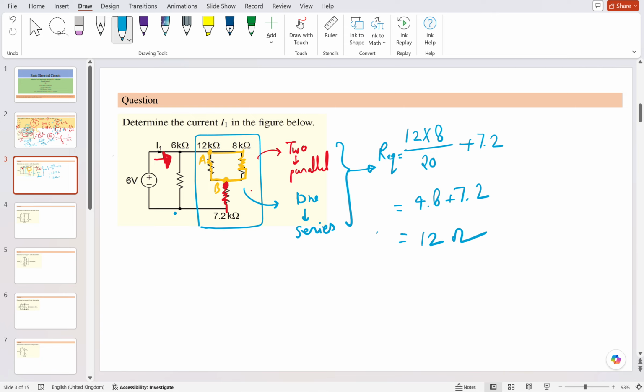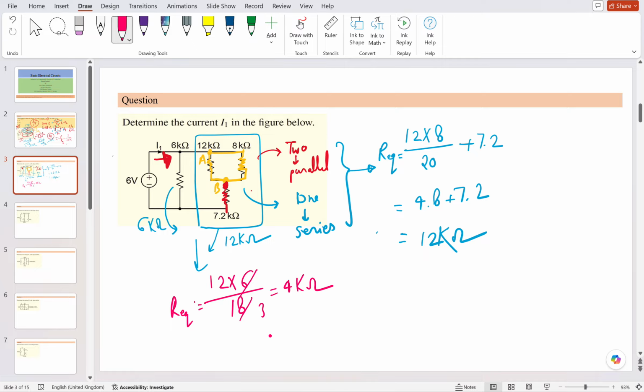Now you see this 12 kilo ohm and this 6 kilo ohm are in parallel. So this is 12 kilo ohm and this is 6 kilo ohm. When you solve, they are in parallel basically. What will be the R equivalent then? 12 multiplied by 6 divided by 18, so it will be 4 kilo ohms.